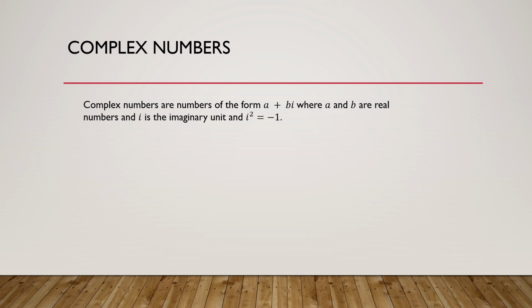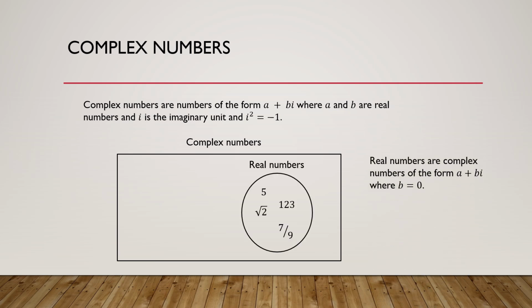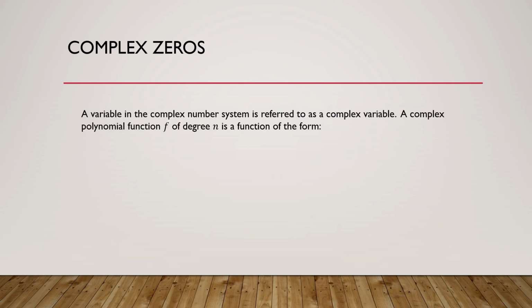Complex numbers are numbers of the form a plus bi, where a and b are real numbers, and i is the imaginary unit, and i squared is equal to negative 1. We can depict this graphically. Real numbers are complex numbers of the form a plus bi, where b is equal to 0. Imaginary numbers are complex numbers of the form a plus bi, where a is equal to 0. A variable in the complex number system is referred to as a complex variable.